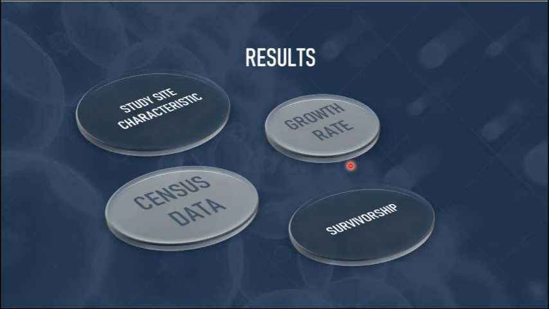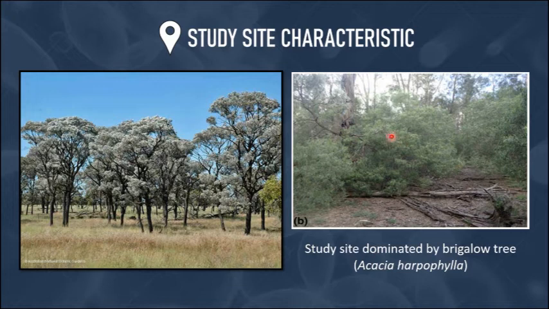For the results part, actually there are four different studies. The first one is study site characteristic, then census data, growth rate, and survivorship. For the study site characteristic, this is an example of the living environment of the spider. It's dominated by the Brigalow tree, Acacia harpophylla, and it's mostly dry with dead leaves scattered around the forest. It's very dry.